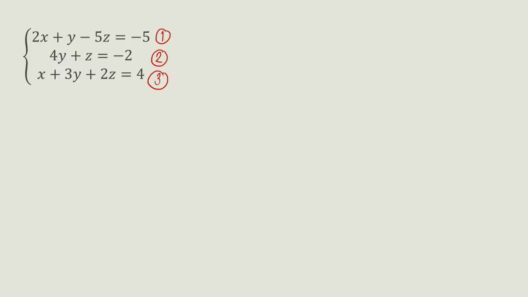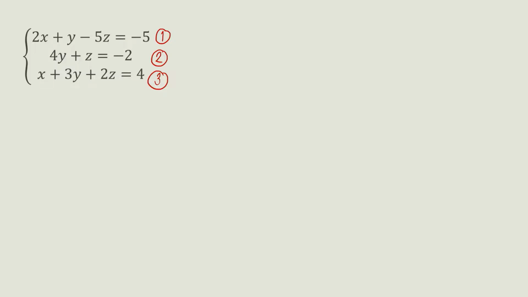So what we are going to do here is pair up 1 and 3, eliminate x there, so that we will produce a new equation with only y and z, so that we can pair that one to equation number 2. Is that confusing? So let me show you.